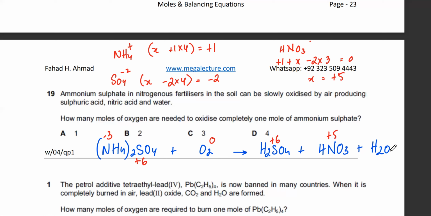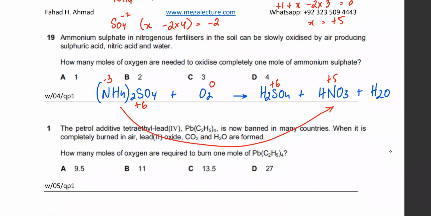So who's getting oxidized out of all these elements? N, sir? Okay. N goes from -3 here to +5 there. So that's a loss of 8 electrons. And there are actually 2 N's over here. If you just balance the N's, there are 2 N's over here because it's NH4 twice, and on the other side there are also 2 N's. One N is going from -3 to +5, so the other one is also doing that. So in total they're losing how many electrons?